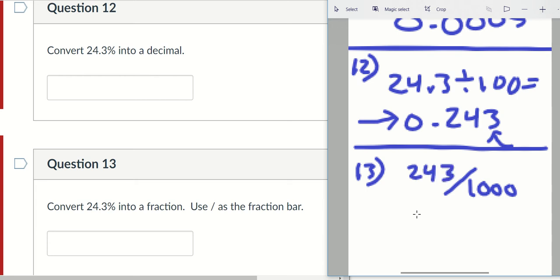So don't worry about reducing to lowest terms in this class. You can just leave it as is. So you want to use the slash as the fraction bar. So enter in 243/1,000 for number 13.